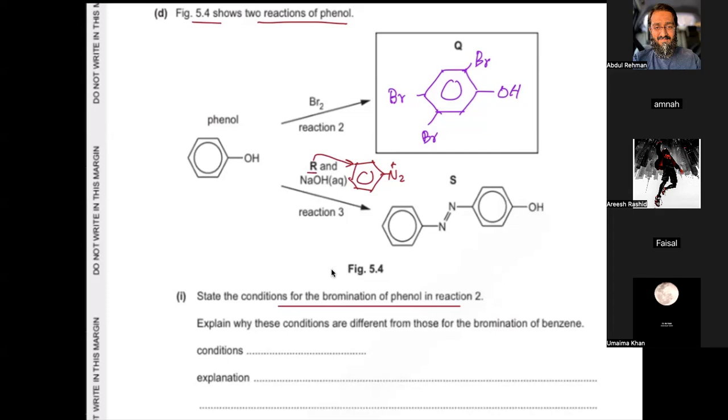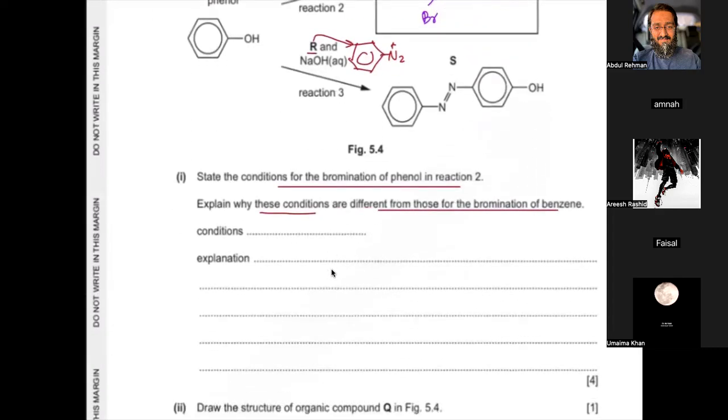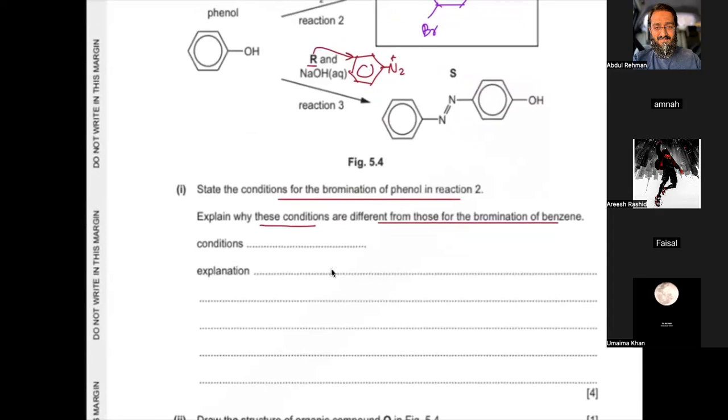Explain why these conditions are different from those for bromination of benzene. We have already discussed this comparison of the bromination. Over here, the conditions are room temperature and aqueous. We use aqueous bromine, isn't it?